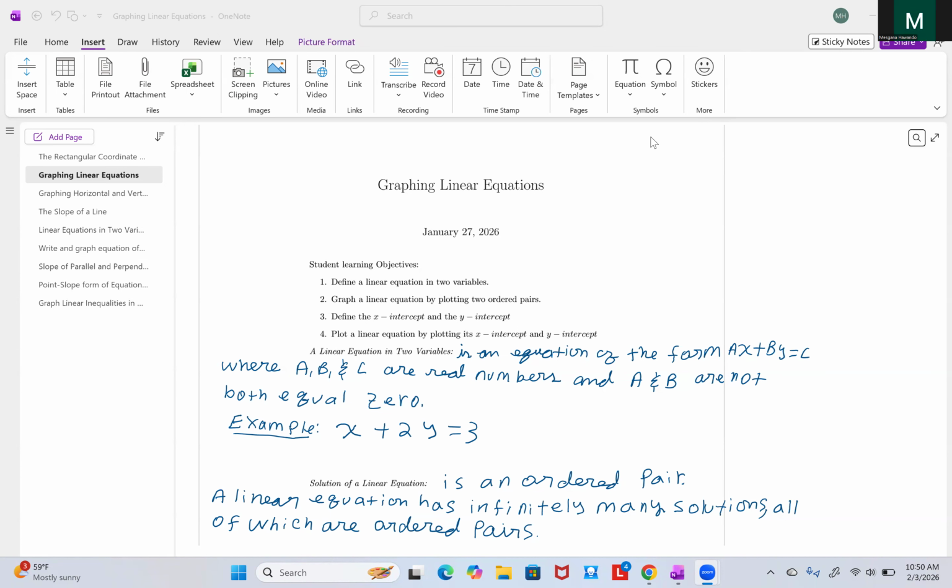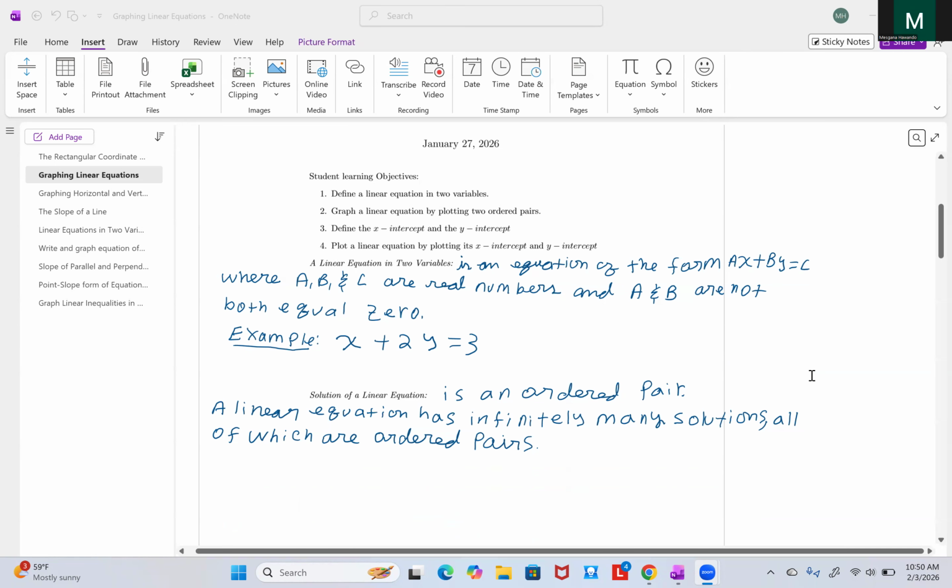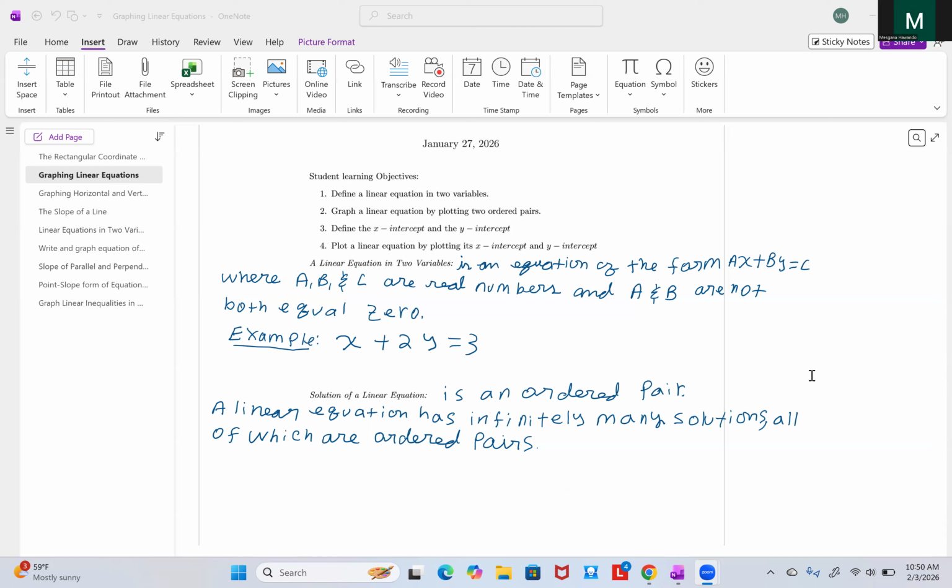A linear equation in two variables is an equation of the form ax plus by is equal to c, where a, b, and c are real numbers, and a and b are not both equal to 0. An example of a linear equation in two variables is x plus 2y is equal to 3. Here, a is 1, b is 2, and c is 3.